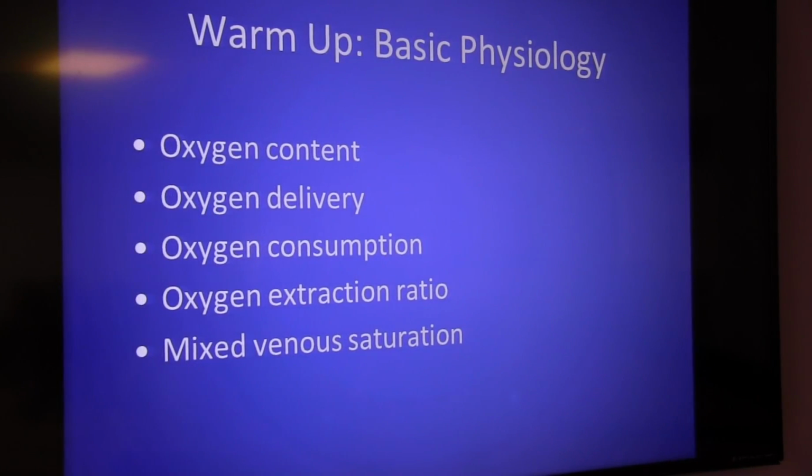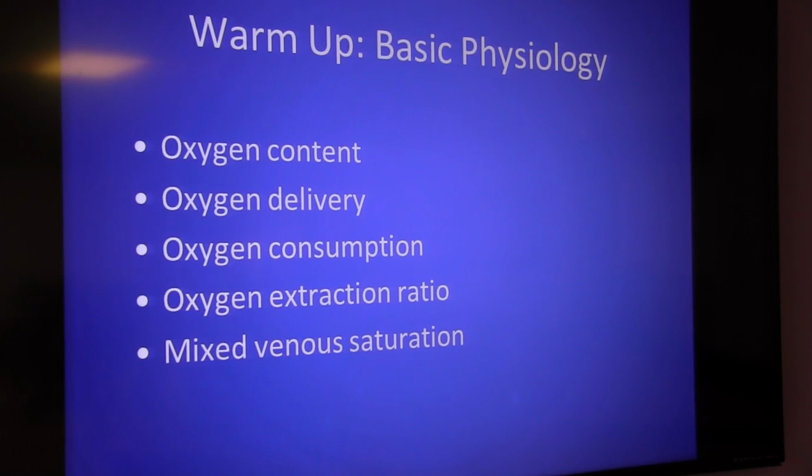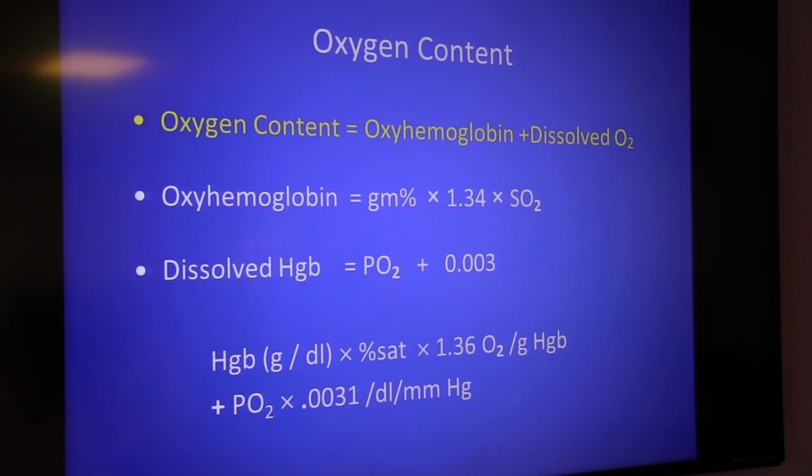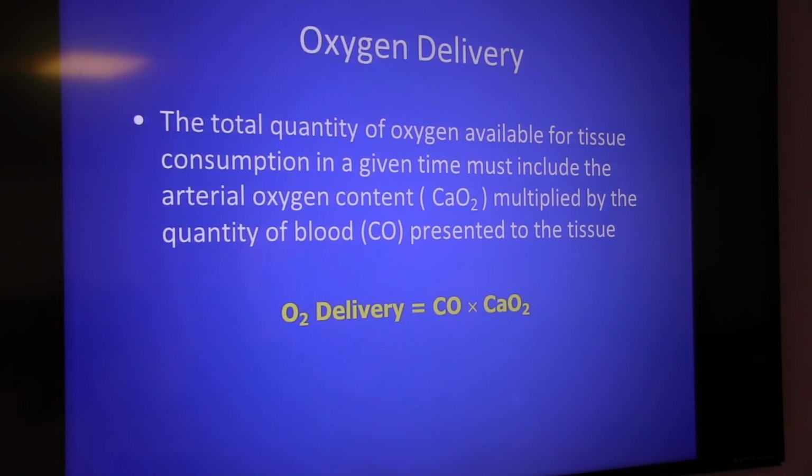All right, so background. This is where you just have to remember all your equations. So just to remember that oxygen content is your oxyhemoglobin plus your dissolved oxygen. Right, so your PaO2 is a relatively small component, and your hemoglobin is really important. And then that your oxygen delivery is your total quantity of oxygen available for tissue consumption at a given time. So that's going to include your arterial oxygen content that we just talked about, multiplied by the quantity of blood presented to the tissue. So your cardiac output times your oxygen content.